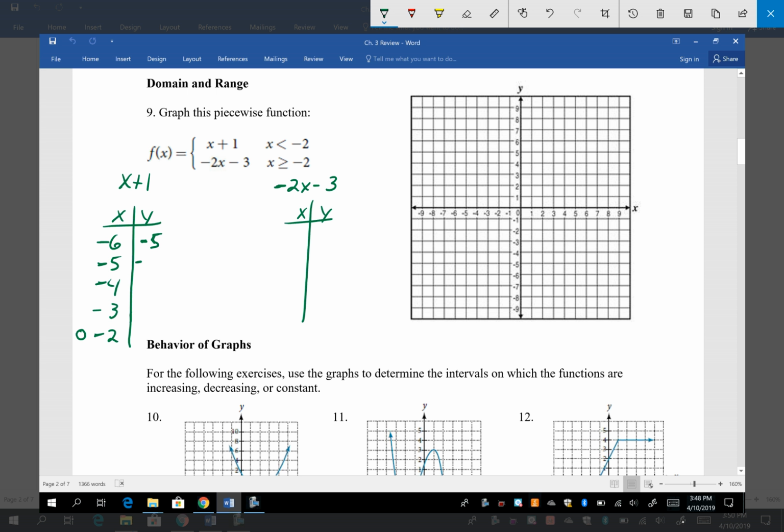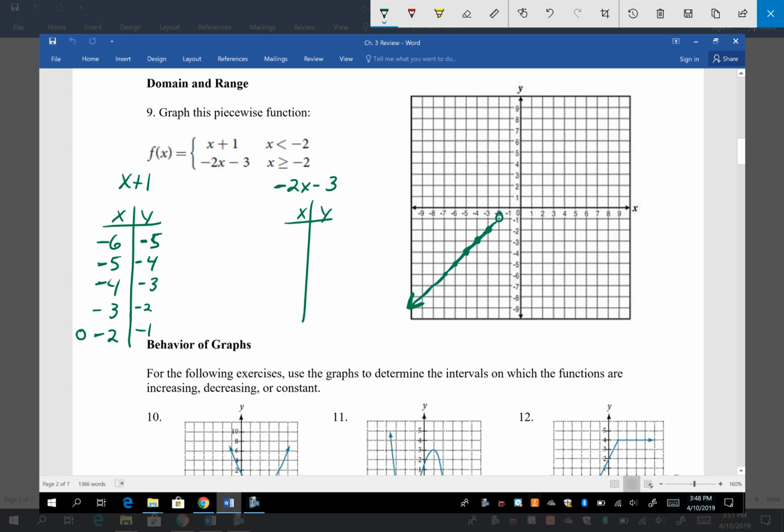Okay, and then -4. All right, so we need an open circle at -2, -1. And then we're going to have a line going this way. What my teachers would tell me is go to the edge of the grid. Okay, what about the other one?